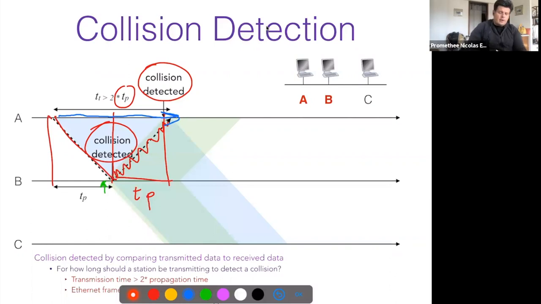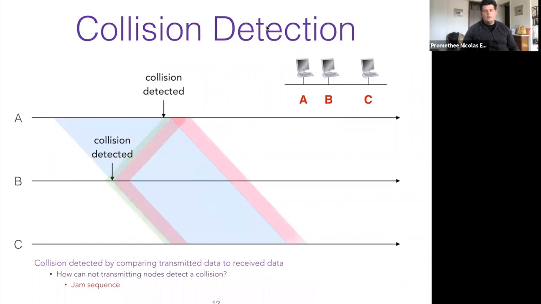Okay, so the last question is, what about C, guys? Was C transmitting? No. So can he know about the collision? Because we said collision is detected only if I can compare my transmission with what I'm receiving. C is not transmitting, so can he be informed that there's a collision? No. Too bad for this guy. So that's the reason for what we did.